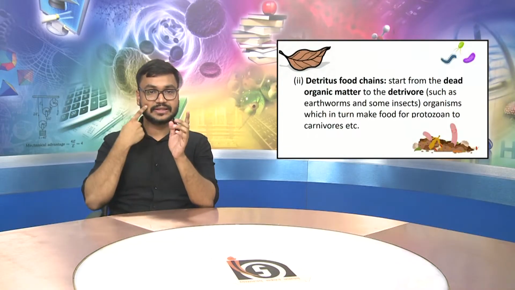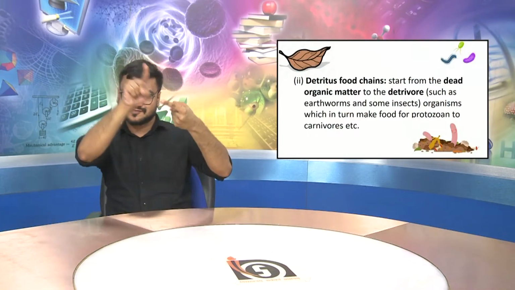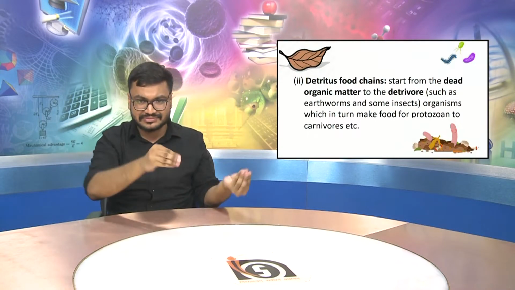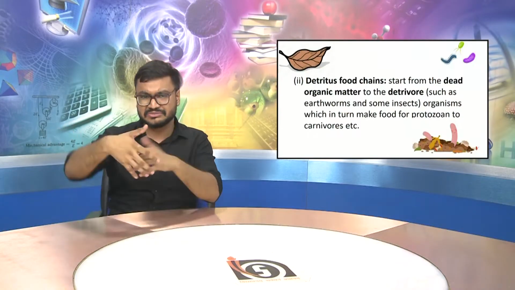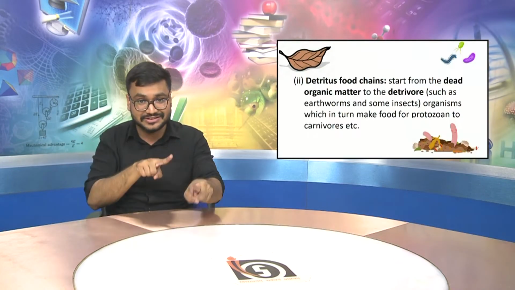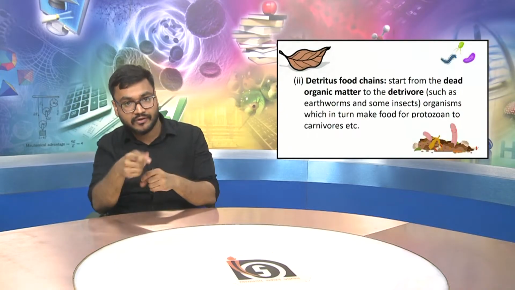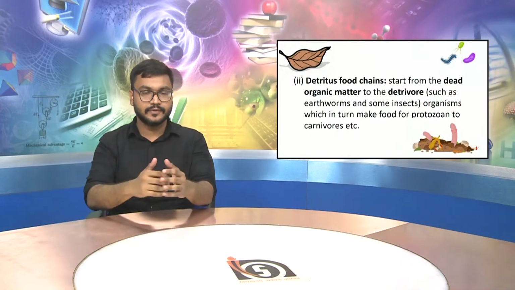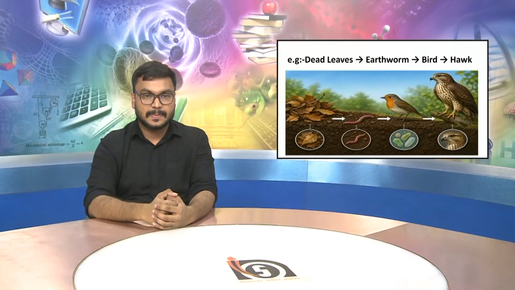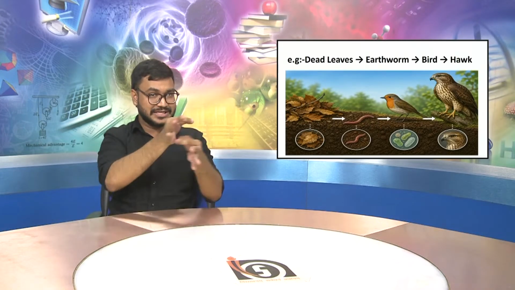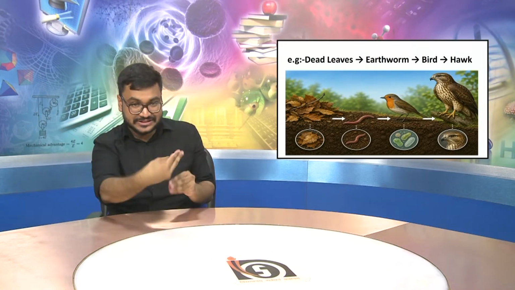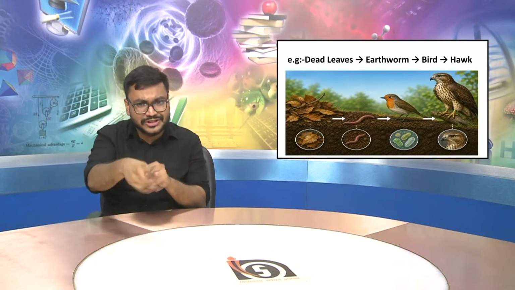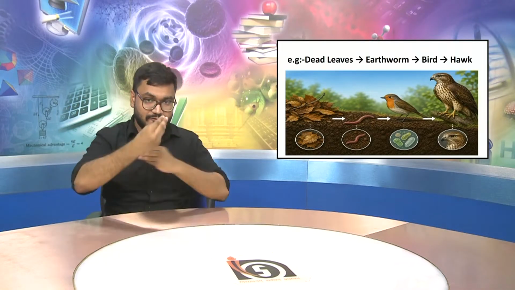And the second chain is detritus food chain. These start from the dead plants or organic matter to the detritivore, such as earthworms and some insects. For example, dead leaves, then earthworms, and then they are eaten by bird and then hawk.